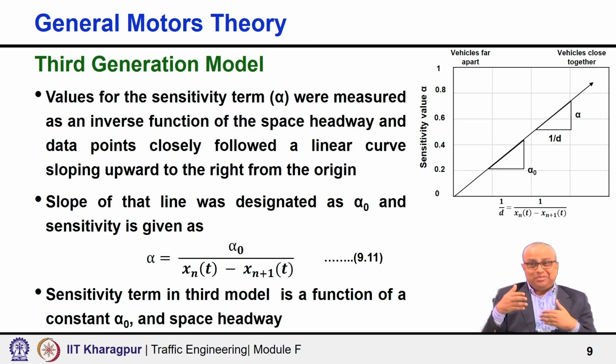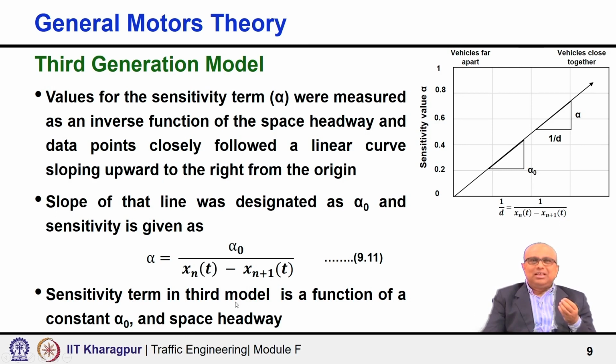And that is the way we are trying to explain how the whole sensitivity is changing. So, again here, as the spacing between two vehicles is reducing, sensitivity is going to be higher and higher. Okay. You can see in this equation also, the value x n t minus x n plus 1 t is reducing; the lesser the difference, the higher will be the value of alpha.